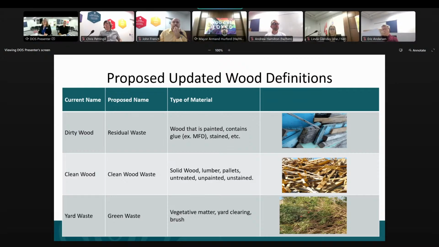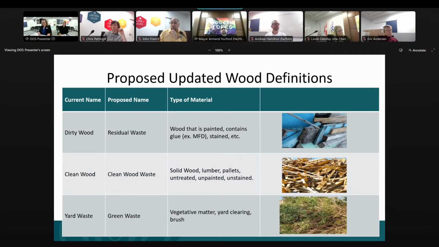Because end markets are constantly changing, which is what happened here with the painted wood. We used to take painted wood and get it chipped, and it used to be burned as biofuel. Now the biofuel facilities don't want painted wood. So this is kind of where we're at. And so right now they take metal fasteners that are in pallets, for example, or nails.